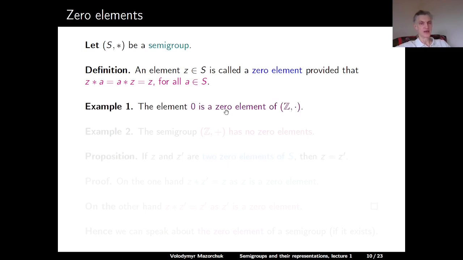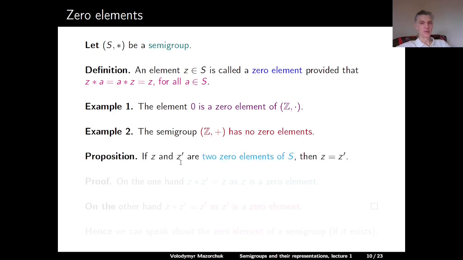For example, the element 0 is the zero element of the multiplicative semigroup of all integers. Example 2, the additive semigroup of all integers doesn't have any zero element. Proposition: if Z and Z prime are two zero elements of S, then Z is equal to Z prime.